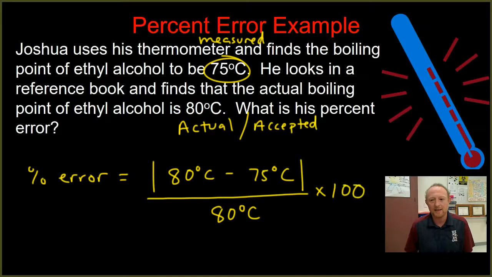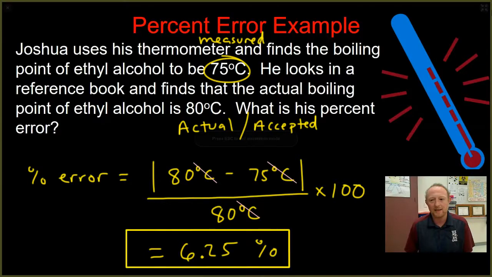Now, the units in this case, they will drop out. Degrees Celsius will cancel degrees Celsius. So to calculate, you'll take 80 minus 75. Of course, you can treat those absolute value bars as if they were parentheses. If it were a negative sign or a negative number, just go ahead and drop that. And you can calculate 5 divided by 80 times 100, and you get about 6.25%. And that's how close he is to the true answer.